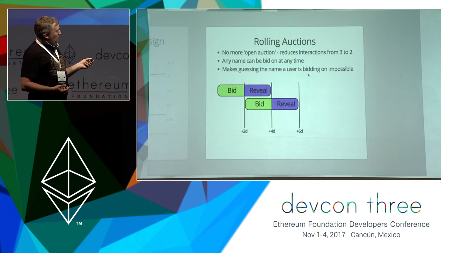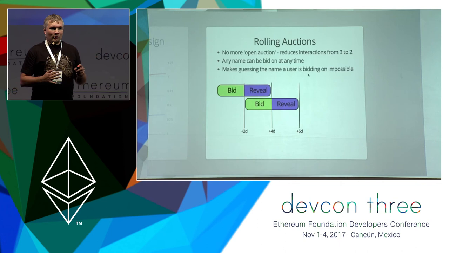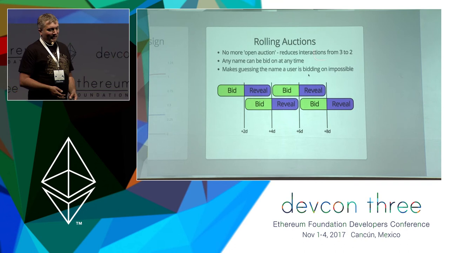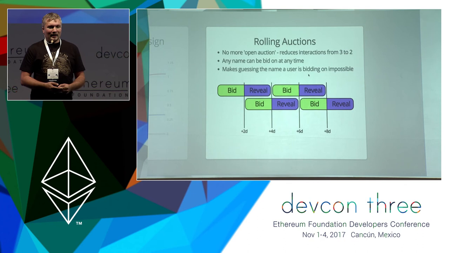The result of this is that there's no information leaked as to what names are being auctioned, which means that people have to bid the legitimate value of the names they want rather than sort of sniping and griefing the system. And this continues on an ongoing basis with bid periods automatically starting. It also simplifies the system. It reduces the number of interactions you need to engage with the system by one.